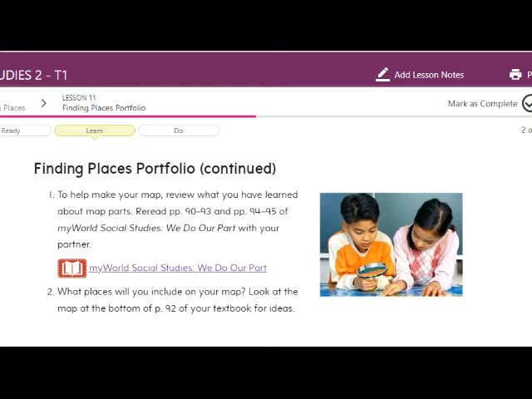To help make your map, review what you have learned about map parts. Reread pages 90 through 93 and pages 94 through 95 of My World Social Studies, We Do Our Part with your partner. So if you click right here, that will bring up your book and you can read it together. I'll also read it right now with you.